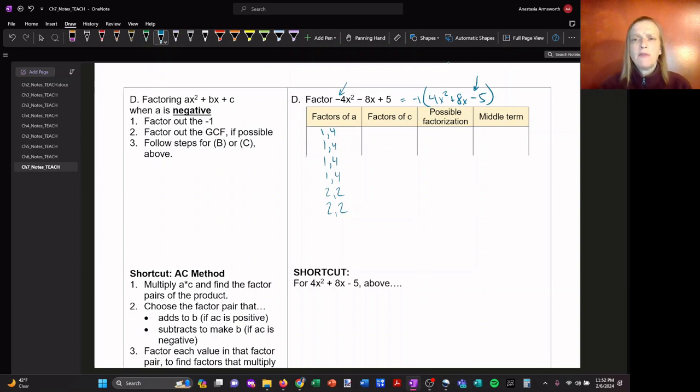What are my factors of 5? They could be 1 and 5, and let's start with the 5 being negative. And then you could have -1 and 5, where the 5 is positive this time. Next, we could change the order of that. The 5 could come first. Again, this time we'll do 5 with -1. And then we can switch the signs and start with -5 and +1.